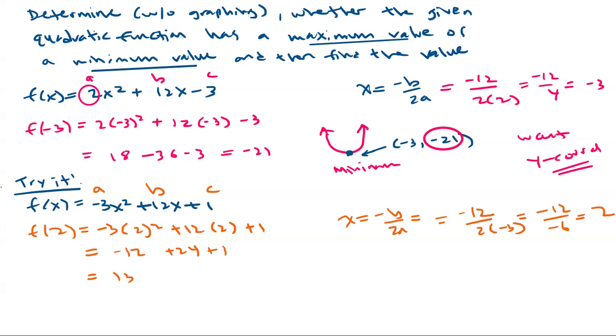Now we have to identify whether we have a minimum or maximum value. How do we do that? We need to look at the leading term. So negative 3 is our leading coefficient, and that gives us a sad parabola, a parabola going down. So that means here we have our vertex, which is what we just calculated. The vertex is at (2, 13). That's the highest point. So we're going to have a maximum value at y equal to 13.